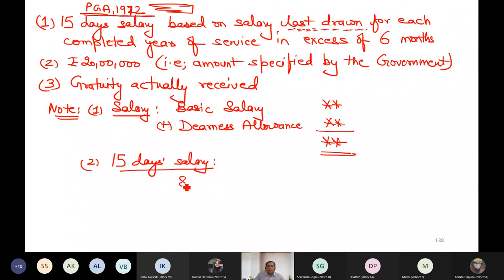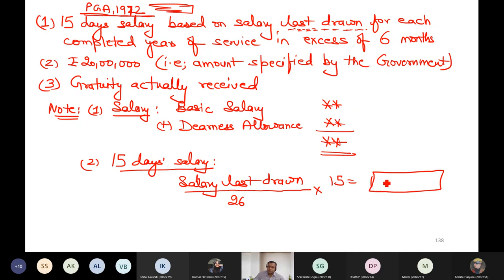Whatever is your salary last drawn, of course, that is of 1 month. Salary last drawn, divided by 26 and multiplied by 15, you get 15 days salary. This is your 15 days salary.